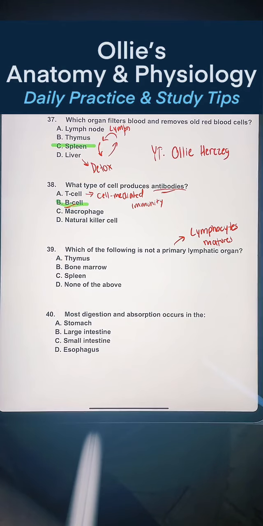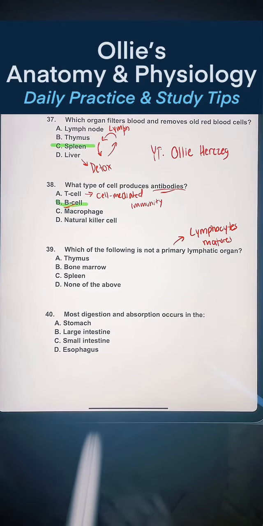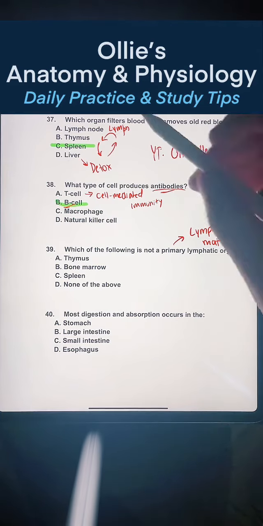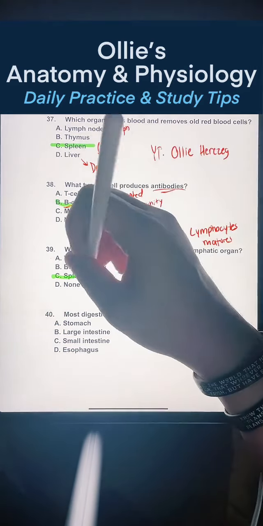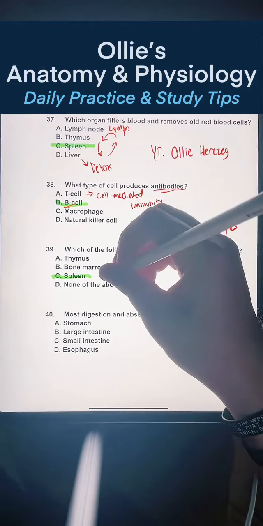So what's the difference between the liver and the spleen? The main function of the liver is metabolism, like detoxification and bile production. The spleen is for filtering blood. The liver is more for the digestive system, and the lymphatic is more in your immune system. All right, so the answer is the spleen. The spleen is secondary.